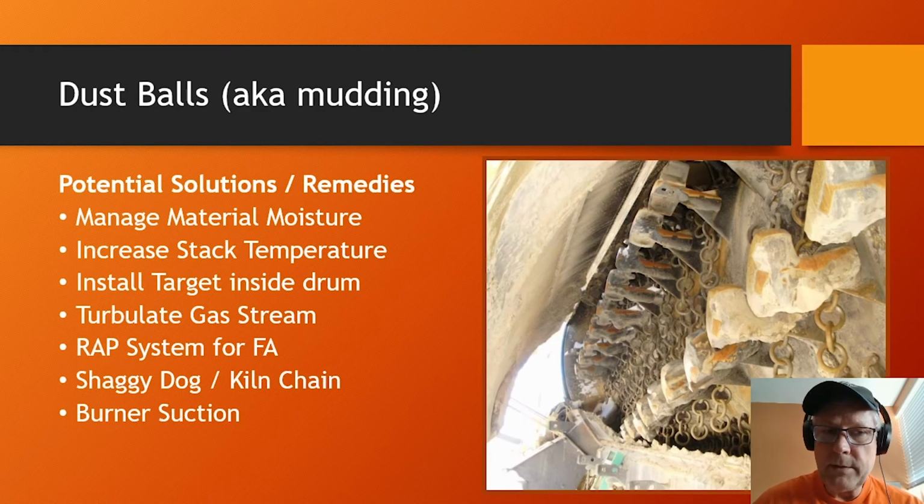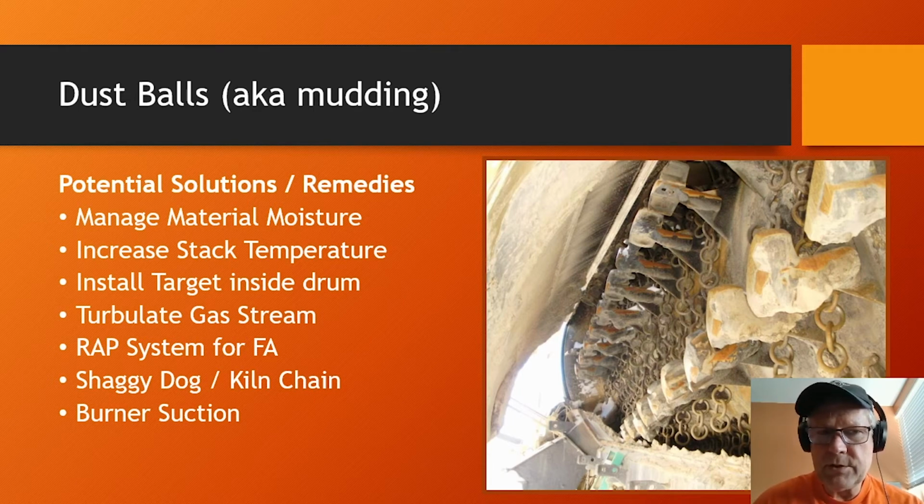There's one way to also eliminate the problem. Some contractors will put in what they call shaggy dogs. These are big chains on the outside, just kind of beat around and keep the recycling and the dust from accumulating in these areas. So again, manage the moisture, maybe increase stack temperature.